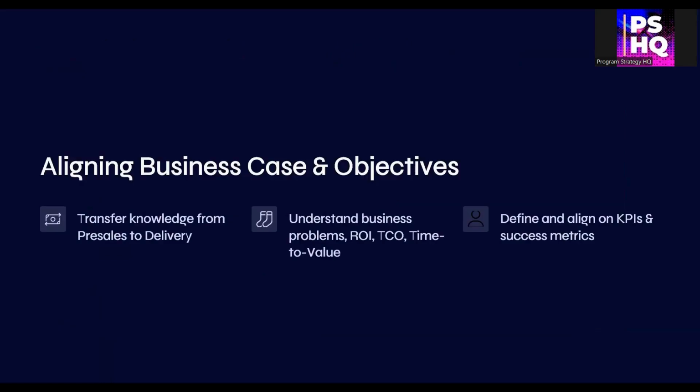Start with knowledge transfer from pre-sales to the delivery team. This includes the scope, environment, client expectations, and the key contacts. Understand the why behind the project. What business problems are we solving? Define ROI, time to value, total cost of ownership. And most importantly, align on success. Identify the KPIs that matter to this project.